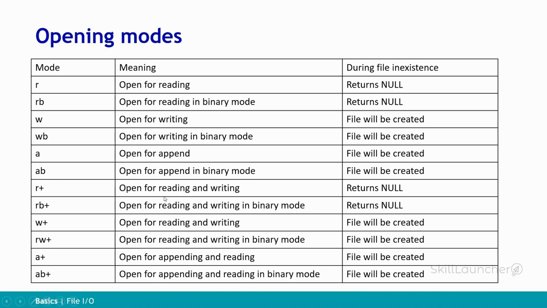r+ is used for reading and writing both. If we need to read and write simultaneously in a file, then we need to use this mode r+. Same goes for binary mode, that is rb+. w+ and wb+ are the same as r+ and rb+, whereas a+ and ab+ are the modes for opening the file for appending and reading.